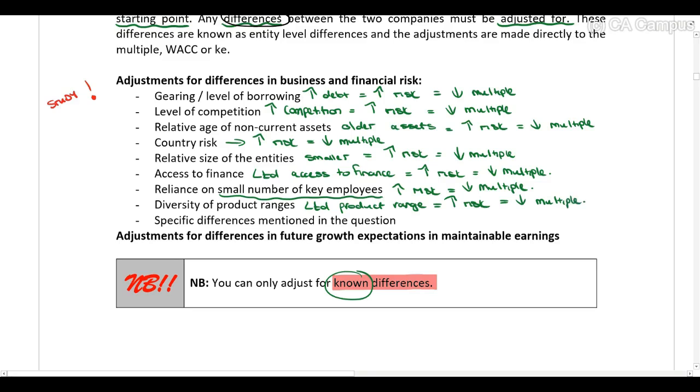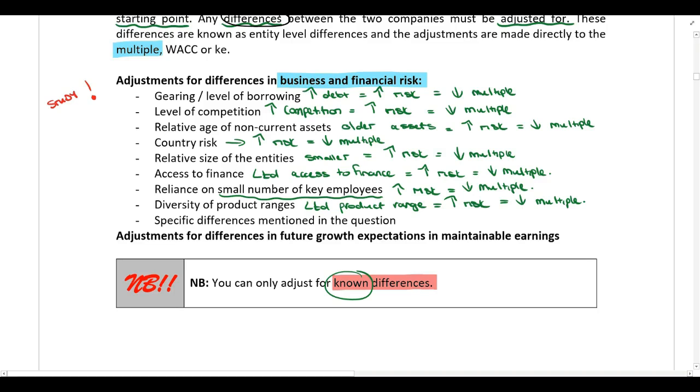In this question, we were not told anything about the product ranges of Clarity and also the product ranges of the similar listed company, so we can't make any adjustments. Then lastly, under business and financial risk, you need to consider any other specific differences that are mentioned in the question. So go through the question. If they highlight any differences between the two companies, make that adjustment to your multiple.